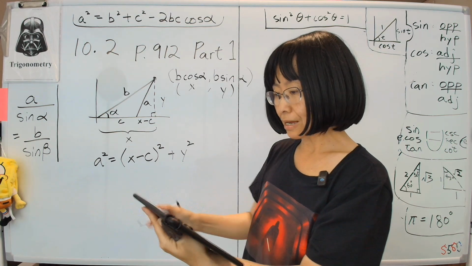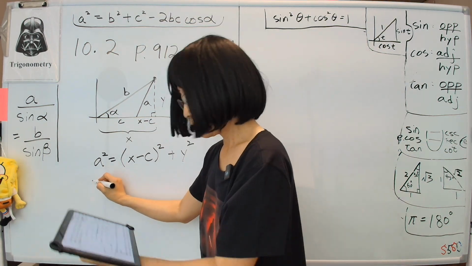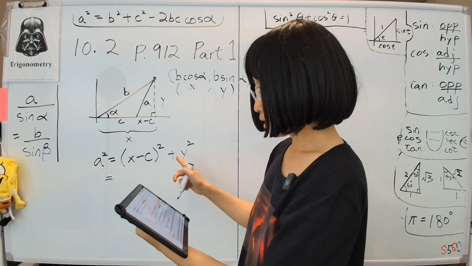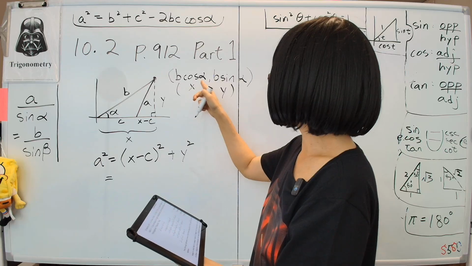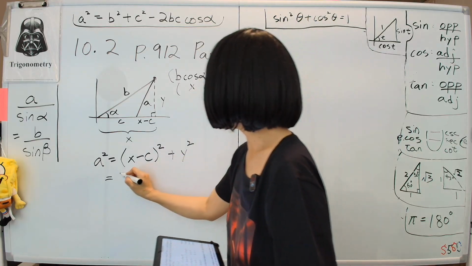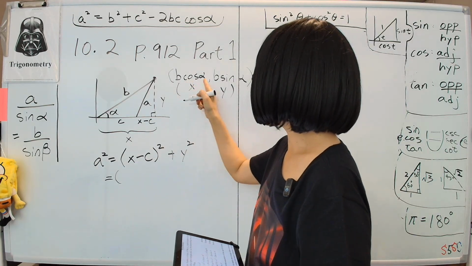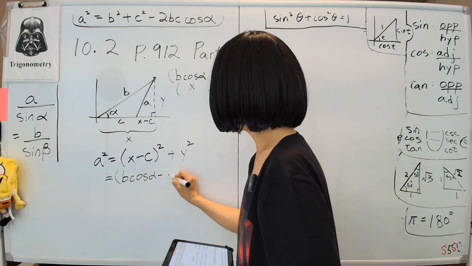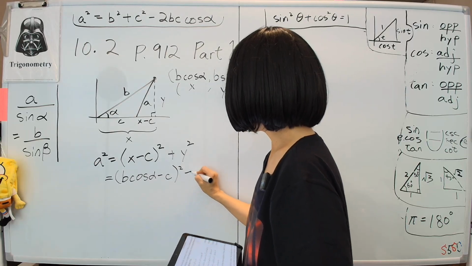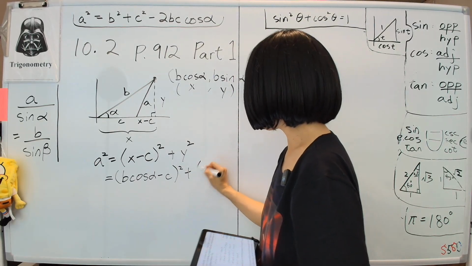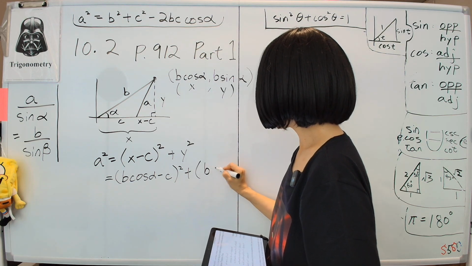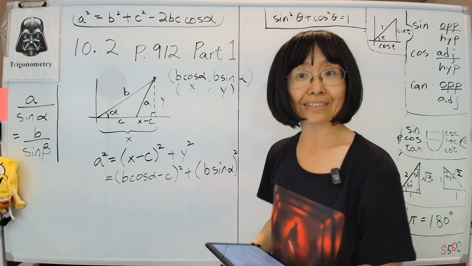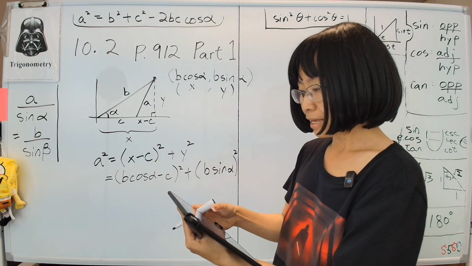The next step is that this will be equal to x minus c squared plus y squared, and we know what x is. x is b cosine alpha, they're the same thing, so we'll substitute that in. Replace x with b cosine alpha, and we have b cosine alpha minus c, squared, plus y, which is b sine alpha, squared. So now we're down to the second line. So far, so good.